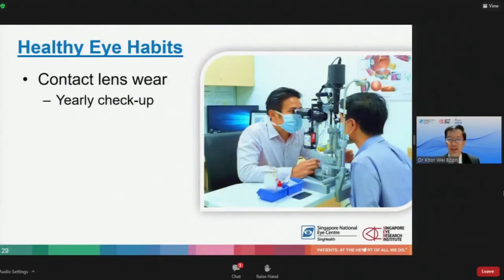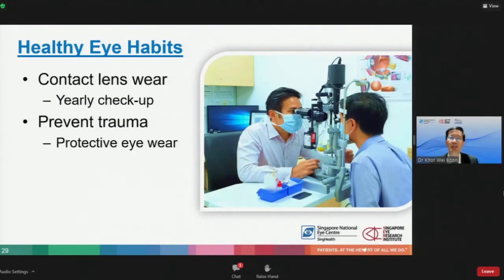If you do wear contact lenses, have a yearly checkup with your optometrist. Prevent any trauma to the eyes if you play contact sports. So certain protective eyewear or eyeglasses can help do that.